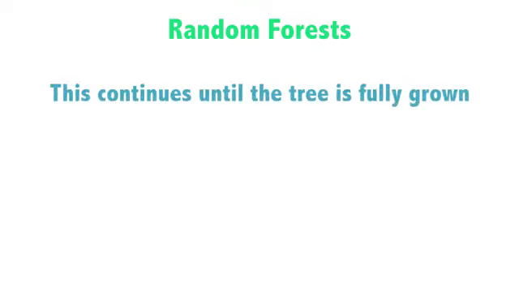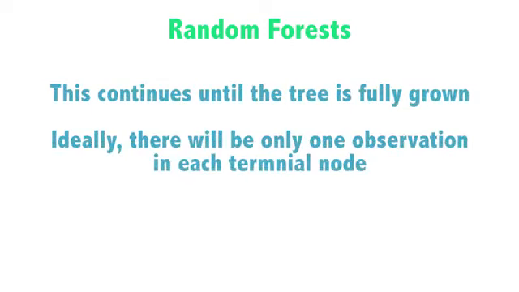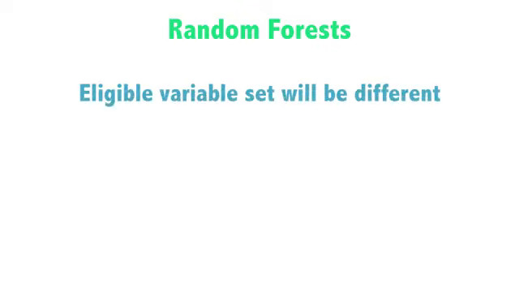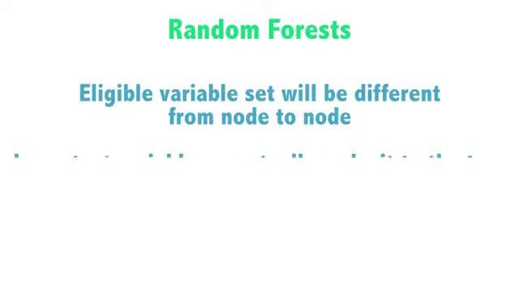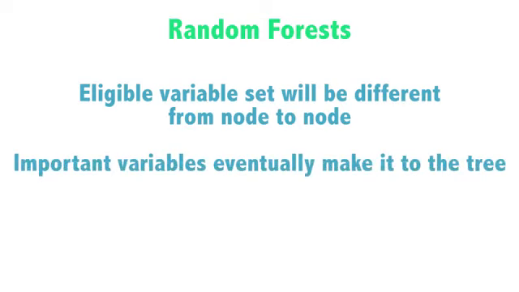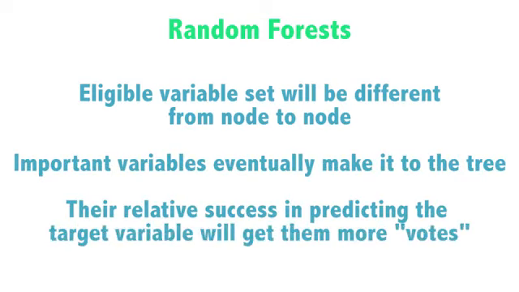This continues until the tree is fully grown, and ideally there is one observation in each terminal node, uniquely explained by all of the decisions that came before it. With a large number of explanatory variables, the eligible variable set will be quite different from node to node. However, important variables will eventually make it into the tree, and their relative success in predicting the target variable will begin to get them larger and larger numbers of votes in their favor.